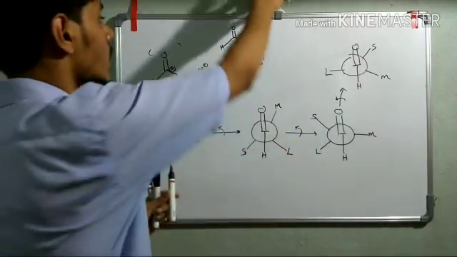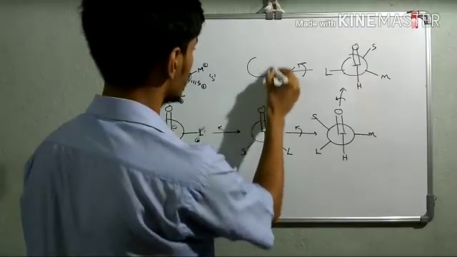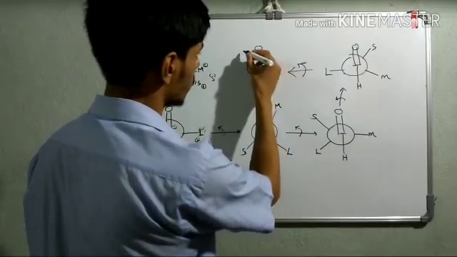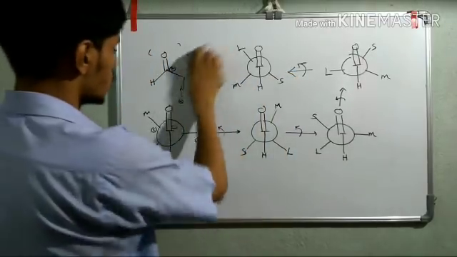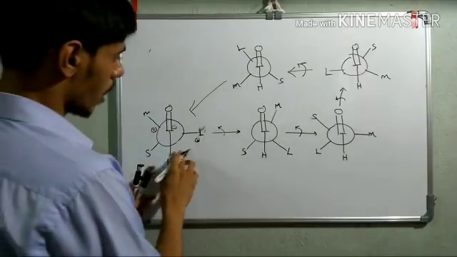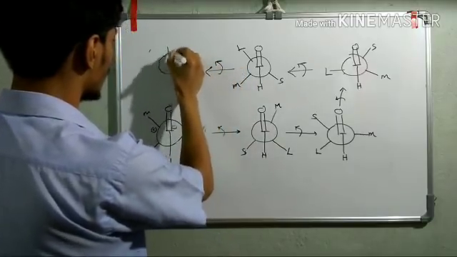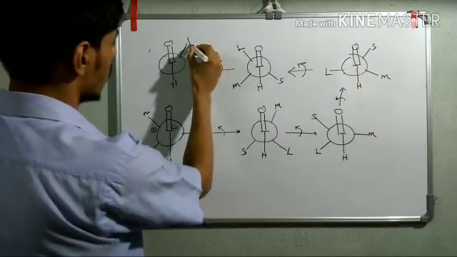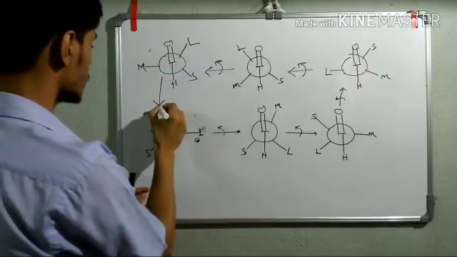After that you can again rotate the structure. If you rotate another 60 degrees, what will you get? You will get this hydrogen here, and now you can see your large group will go here, your medium group will come here, and your small group will go here. If you further rotate this structure, you will get the same thing. So this is 1, 2, 3, 4, 5. Another rotation is possible. If you rotate another round, you will get this structure. Here you will have hydrogen, the large group here, the medium group here, and the small group here. If you rotate another 60 degrees, you will get this structure.